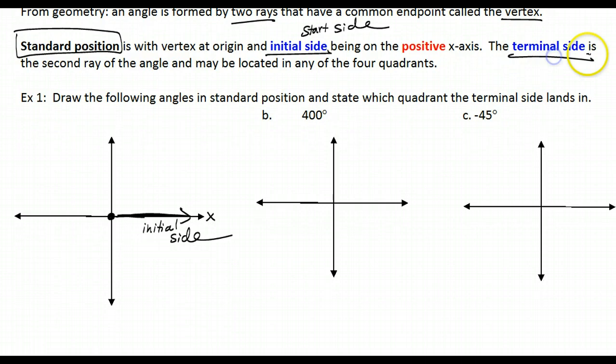And then the terminal side is the ending side. It may be located in any of the four quadrants. For an example, I'll put it over here. But it could land anywhere. So that is called the terminal side.